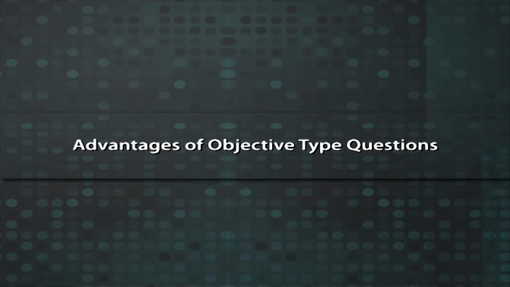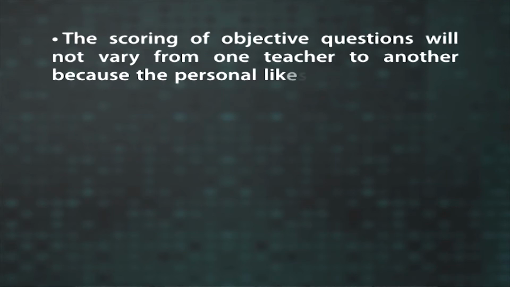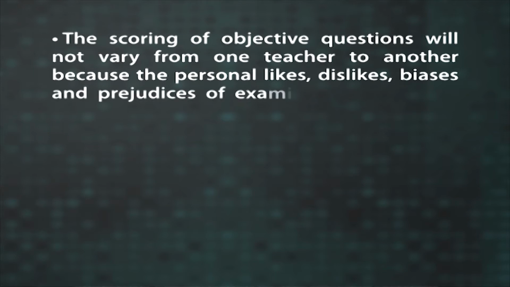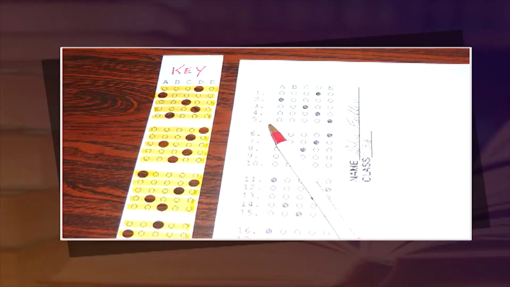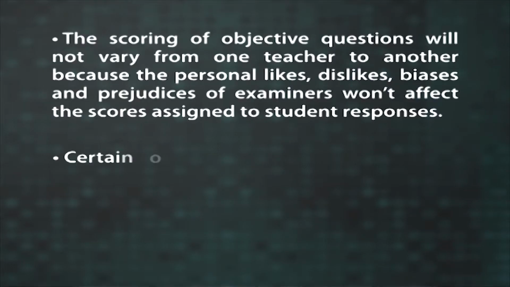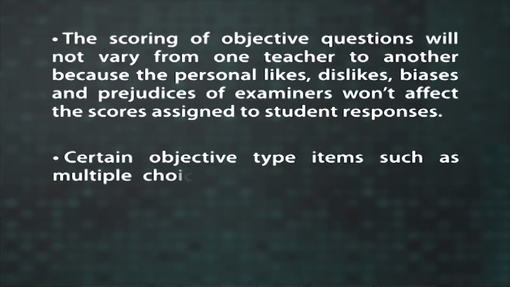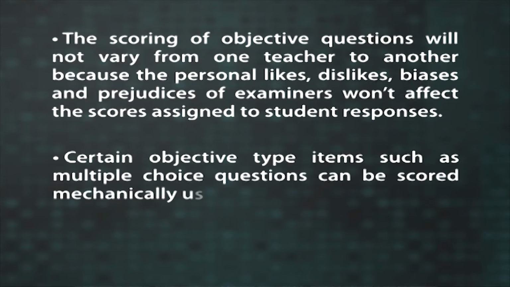Advantages of objective type questions. The scoring of objective questions will not vary from one teacher to another because the personal likes, dislikes, biases and prejudices of examiners won't affect the scores assigned to student responses. The scores will not vary from time to time either, since scoring is done based on a fixed scoring key. Certain objective type items such as multiple choice questions can be scored mechanically using computers. This will speed up the scoring procedures too.